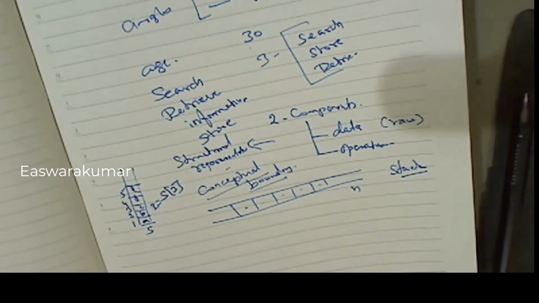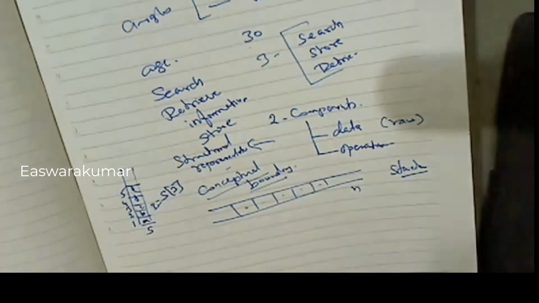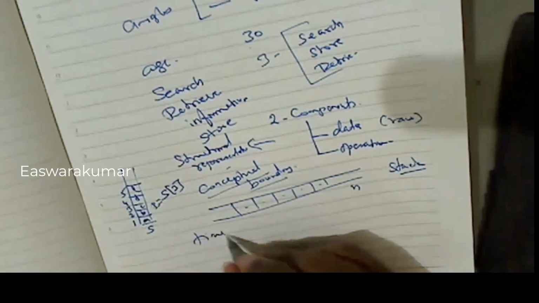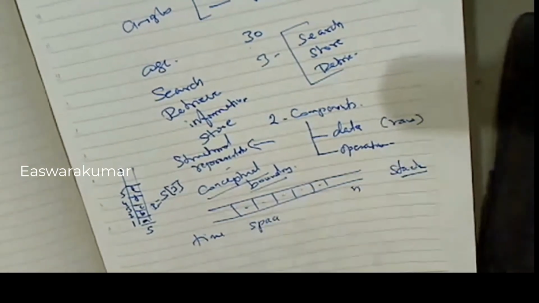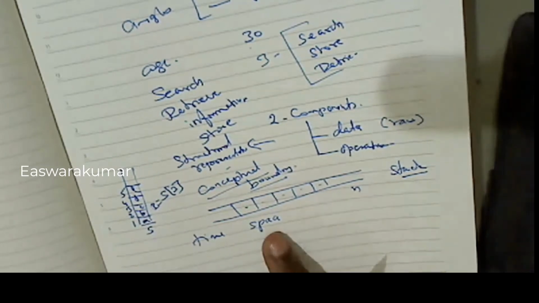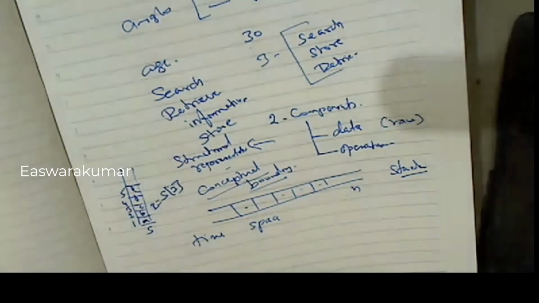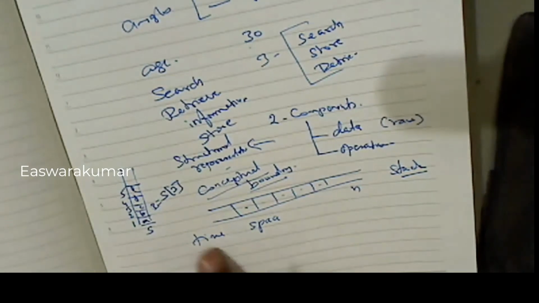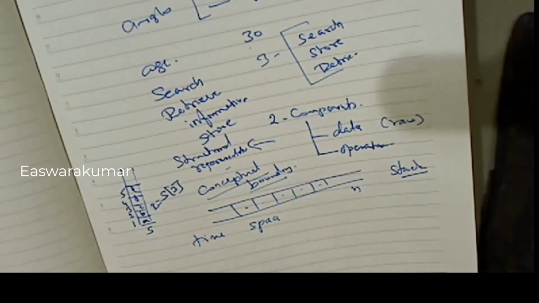This is based on two parameters, called time and space. One is called time, and the other is called space. Based on these two parameters we decide, and the best time and the less space which you use, we say that is efficient. These two terms refer to the efficiency of the data structure. So the efficiency of the data structure is based on time and space.